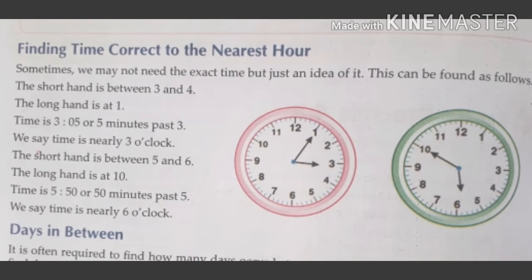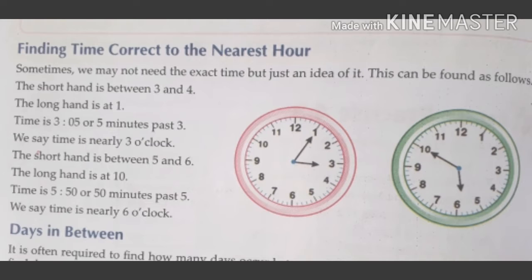Sometimes we may not need the exact time, but just an idea of it. This can be found as follows. Here is the given: the short hand is between 3 and 4 and the long hand is at 1. So the time is 3:05, or 5 minutes past 3. So we say nearly 3 o'clock. In our day-to-day life, in a bus stand or market, anywhere, when somebody asks us, we will tell the nearest hour as 3 o'clock.